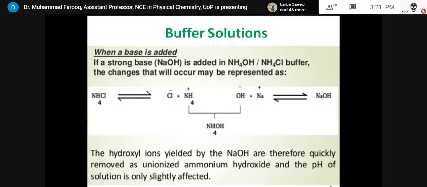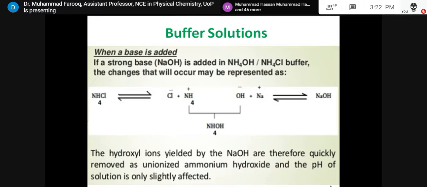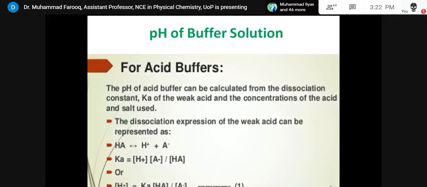Again, if NaOH is added to this basic buffer solution, we have ammonium chloride. This will get dissociated, and the ammonium ion will react with hydroxyl ion. Weak base is produced. As a result, the pH of the solution will remain constant. So this was all about what we discussed in the previous class. Now, what is important? How to calculate the pH of the buffer solution?